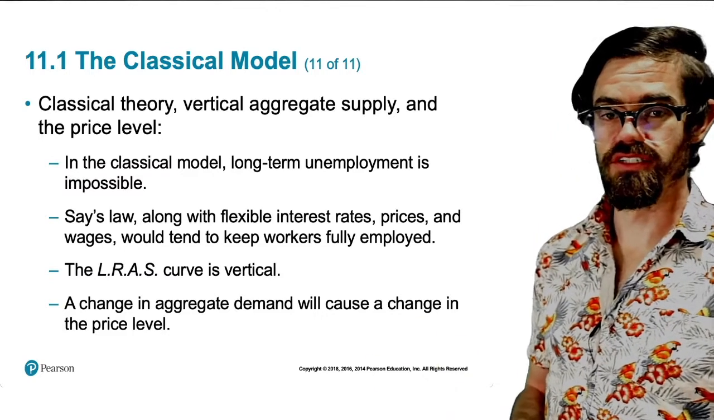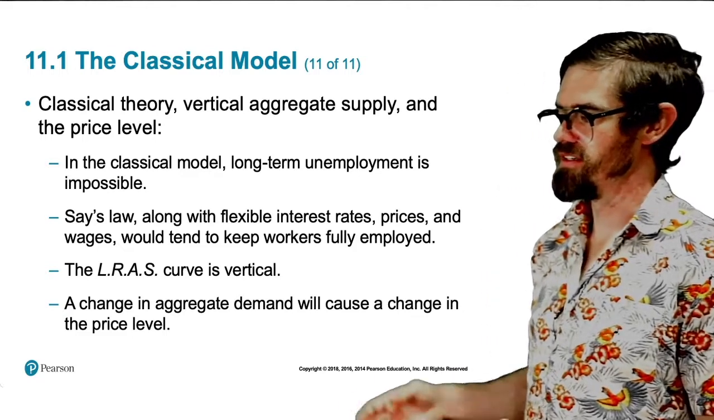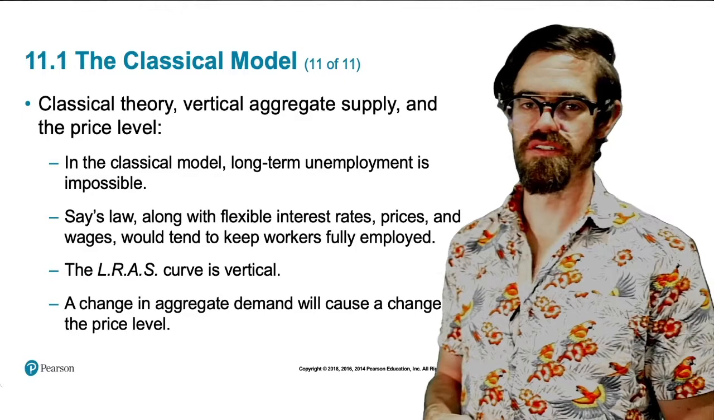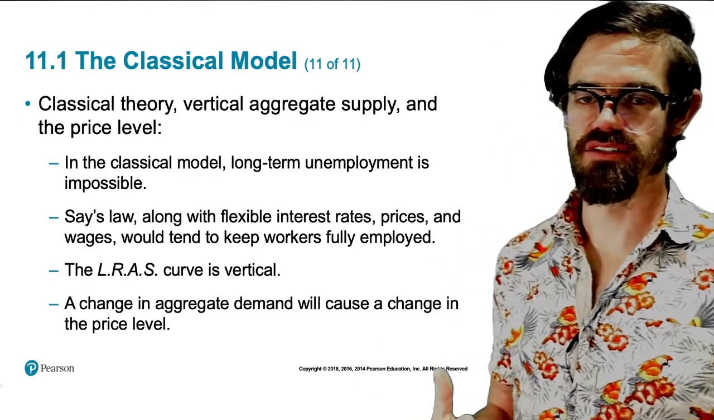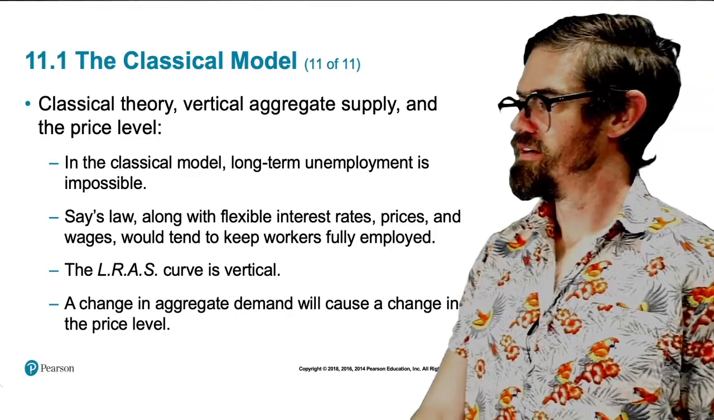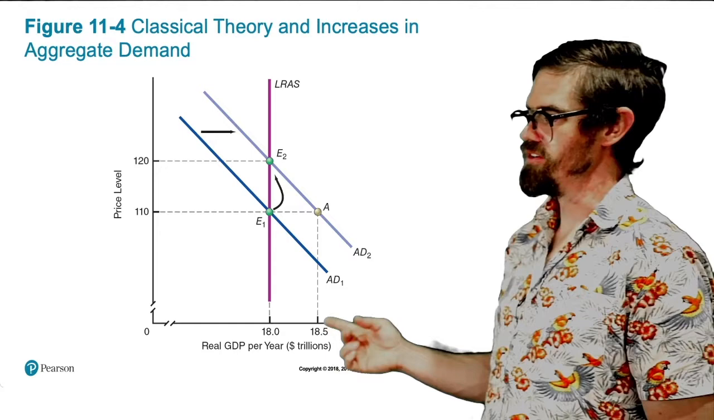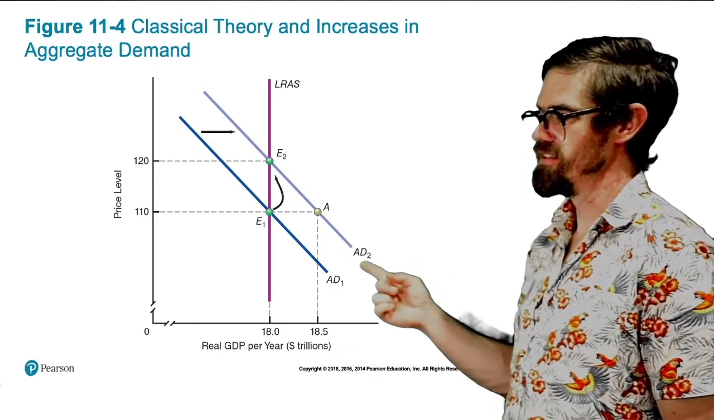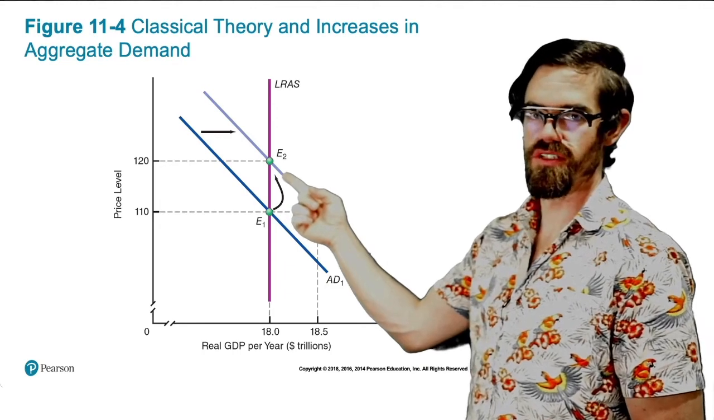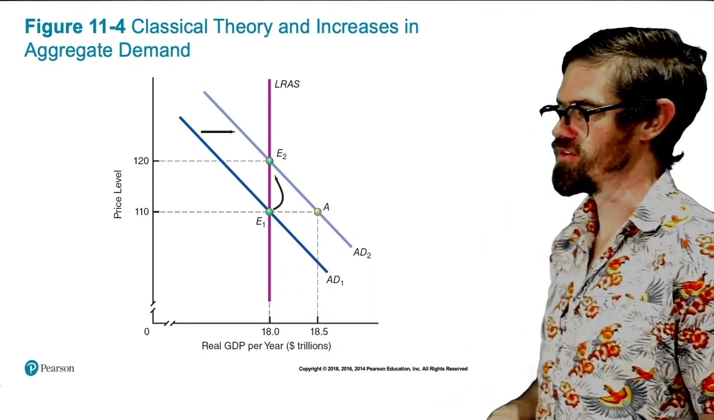So, again, we've already seen this in the last chapter, in fact. And we saw in the last chapter that if there's a change in aggregate demand, all that happens is that it affects the price level. It has no effect on real GDP. So if we have an increase in aggregate demand, all it does is increase the price level, leading to some inflation, and there's no change in GDP in the long run.